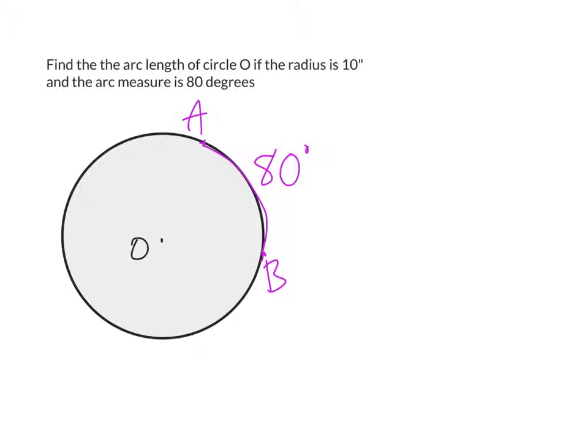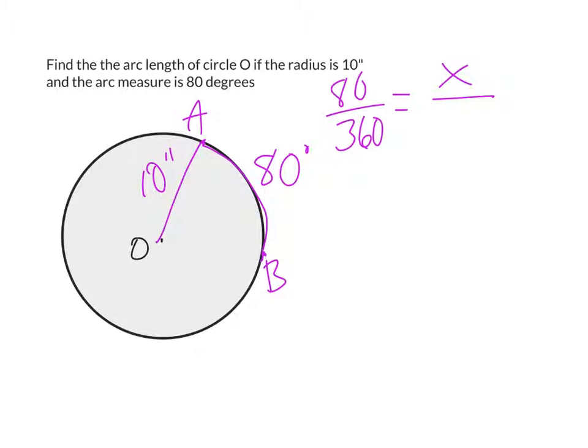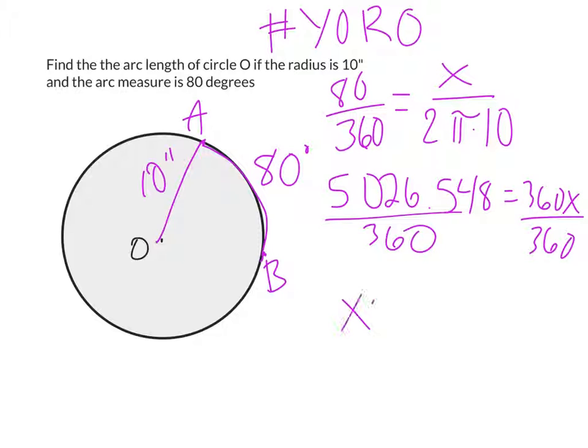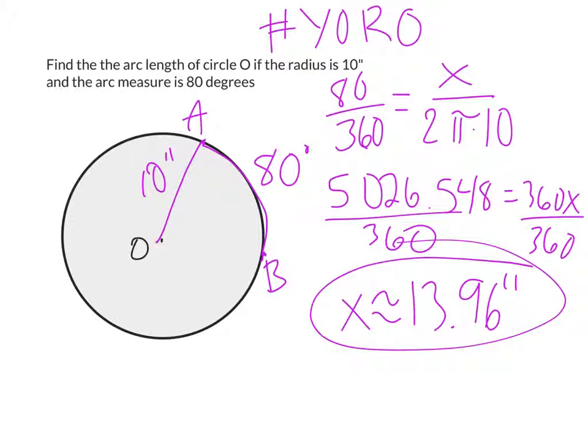So, if my radius is 10 inches, how am I going to figure this out? Well, I've got 80 over 360, 360 degrees total, is equal to x over, well, what's my circumference? 2 pi times r. So back to my handy-dandy calculator. I've got 80 times 2 times pi times 10. That's 5,026.548 equals 360x divided by 360. And I'm just leaving that on my calculator. YORO, hashtag, you only round once. And I get x is equal to 13.96 inches. Boom.